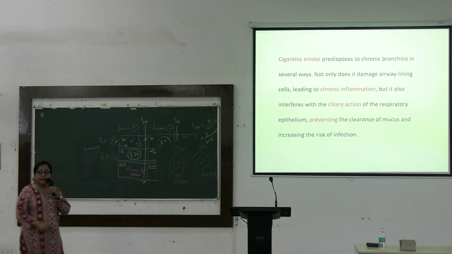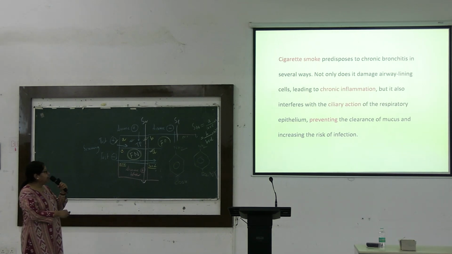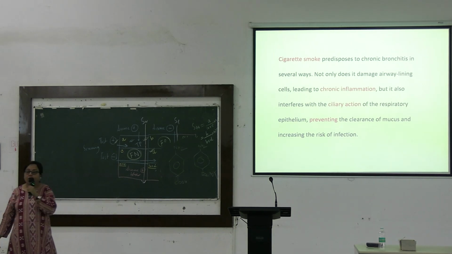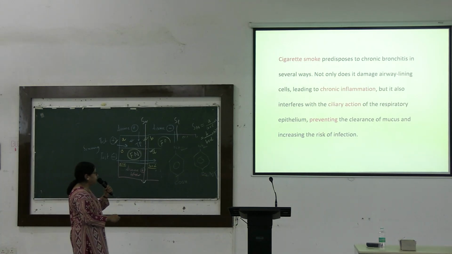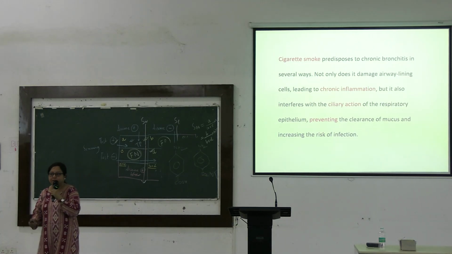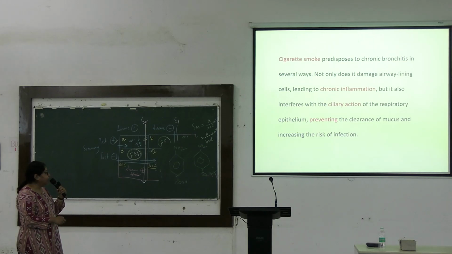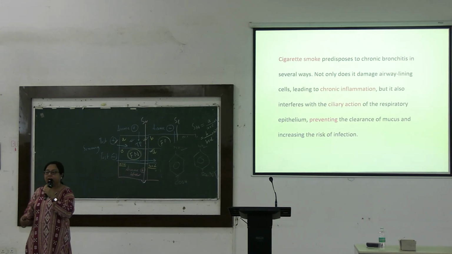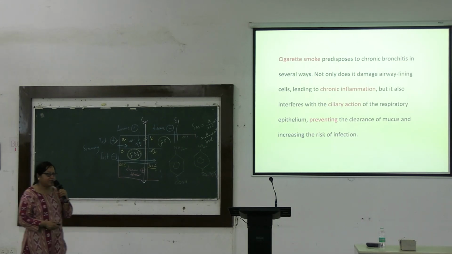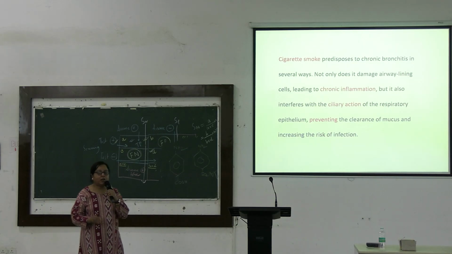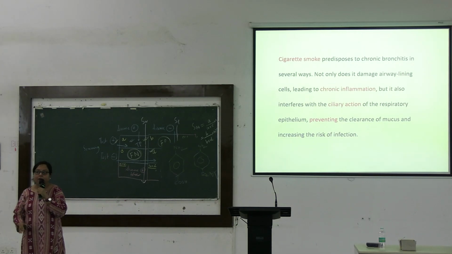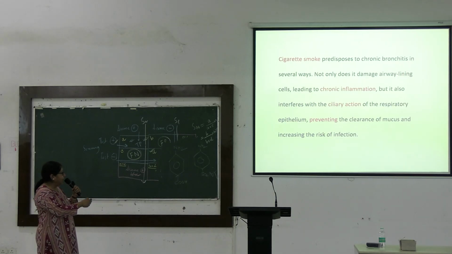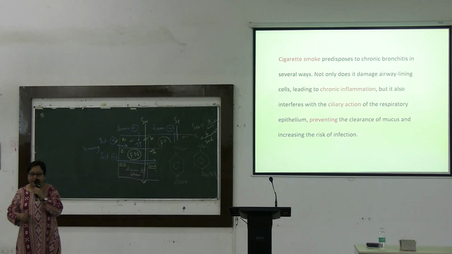And cigarette smoking is the most important cause, and it leads to chronic inflammation in the respiratory tract. The ciliary action of the respiratory bronchioles is affected and prevents the clearing of mucus. So if there is infection and accumulation of mucus, that will not be cleared. Why? Because the ciliary action is impaired.